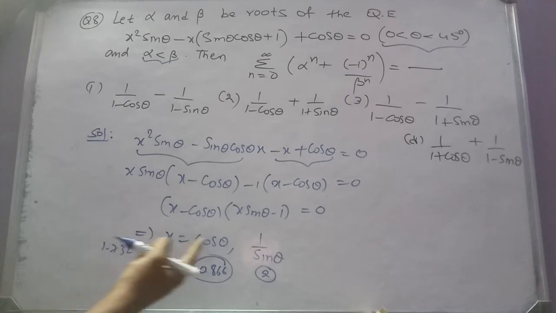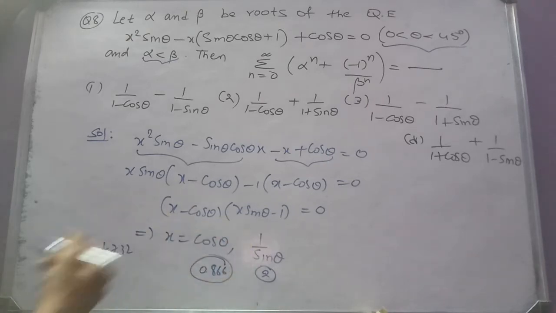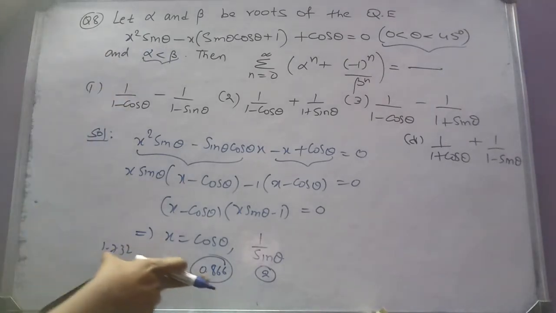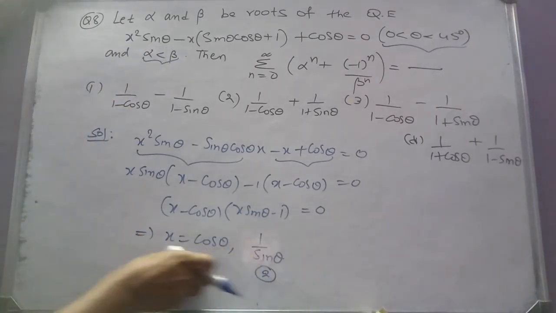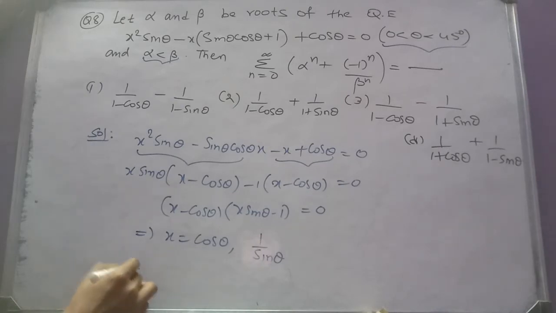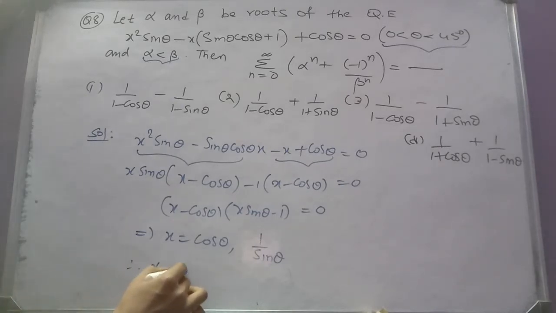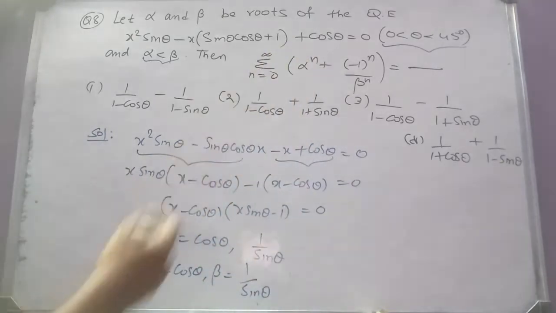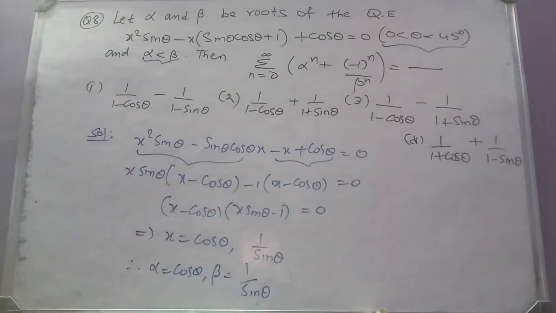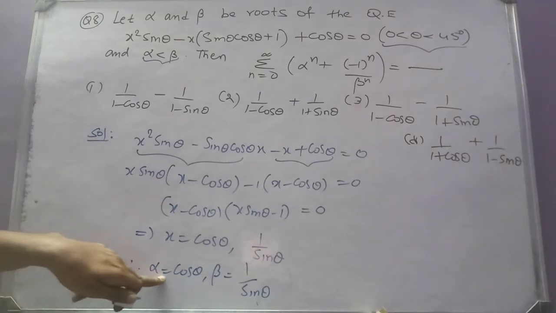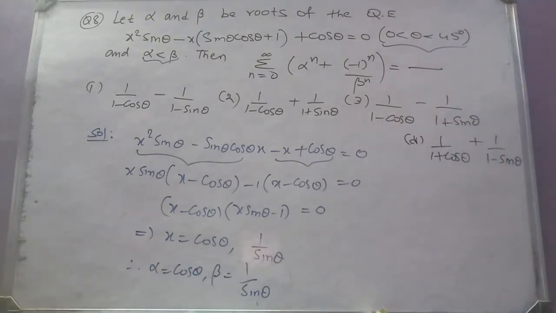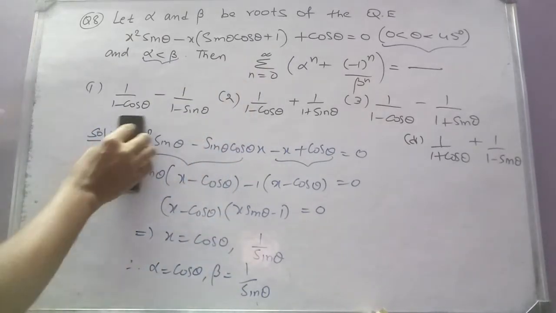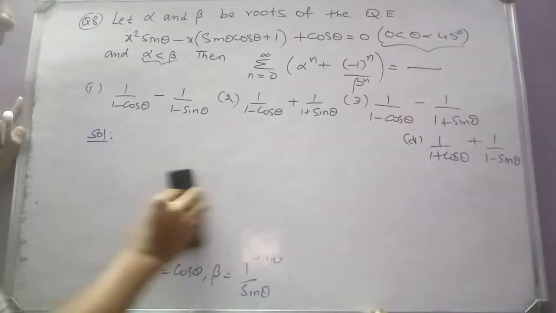So that means what? Cos theta must be taken as alpha and 1 by sin theta must be taken as beta, because they told that alpha is less than beta. So alpha is less than beta. So therefore alpha is equal to cos theta and beta is equal to 1 by sin theta. And now if you simply expand the summation, you will get your answer. So remember that alpha is cos theta and beta is 1 by sin theta. So now let us find this expansion. I'm erasing anyhow. We have found the roots now.